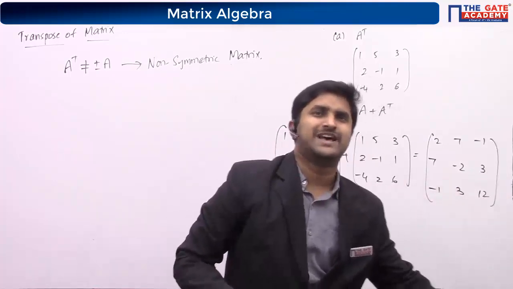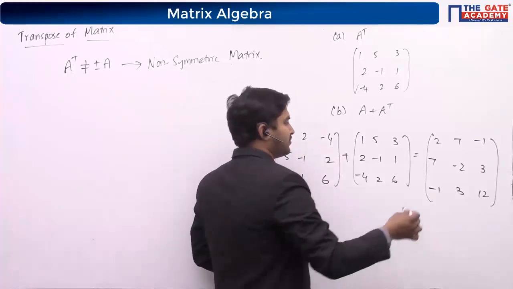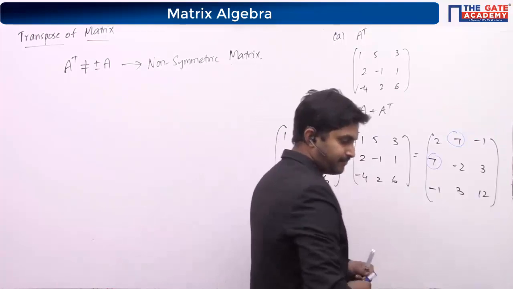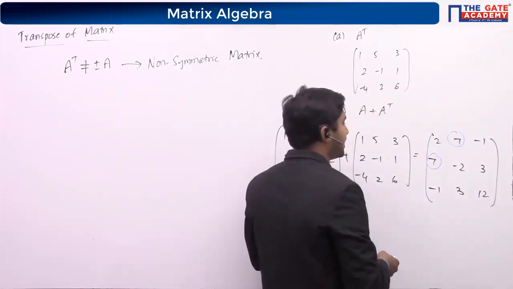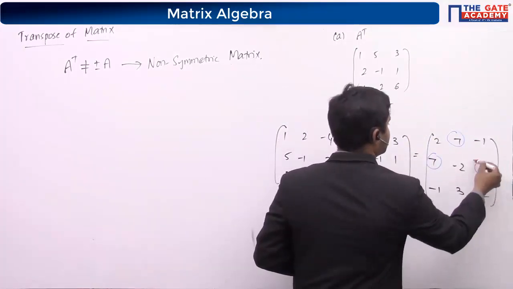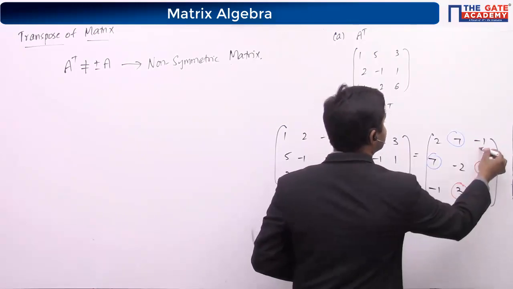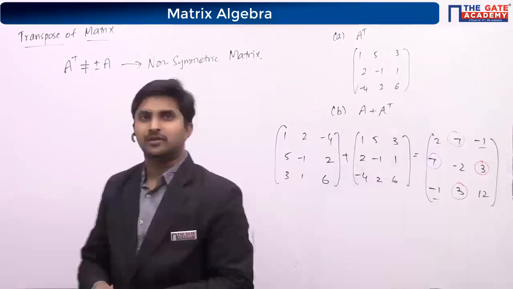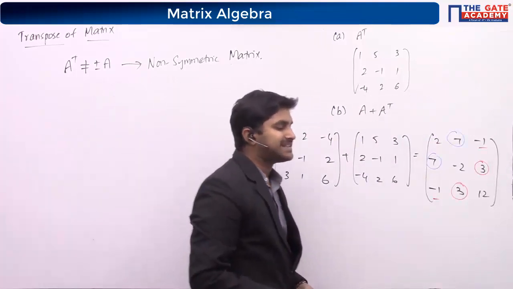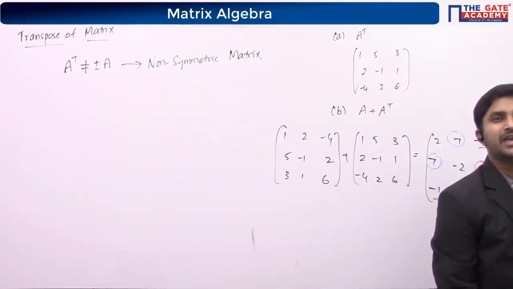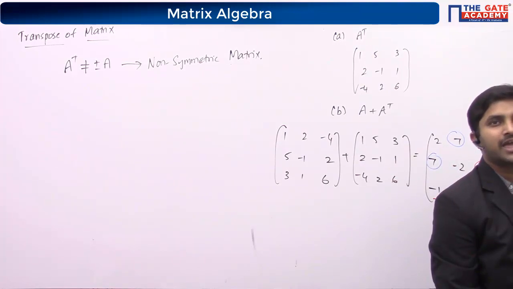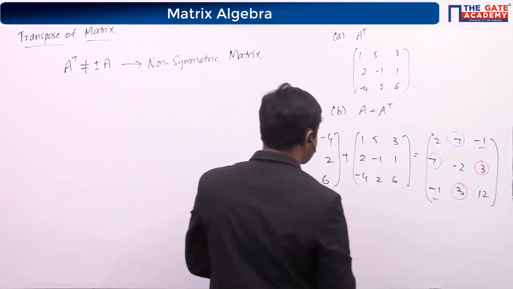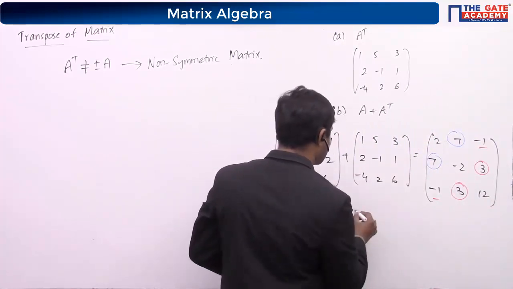Now you observe what is happening here. We see that this element and this element are the same. We also see that these two are the same, and even these two are the same. What does it imply? It implies that A plus A transpose is going to be symmetric. Very good. A plus A transpose is a symmetric matrix, which means it is symmetric in nature.